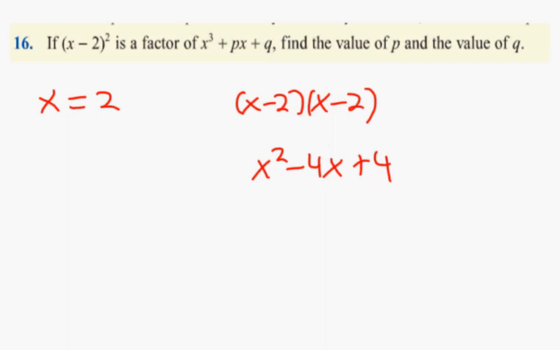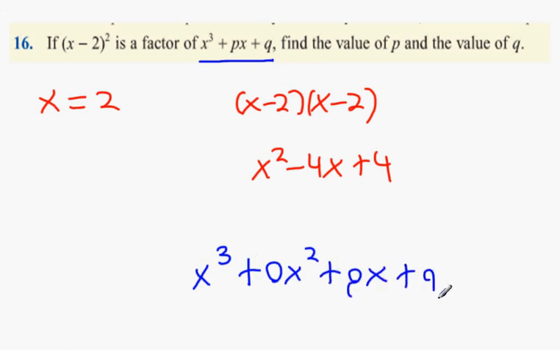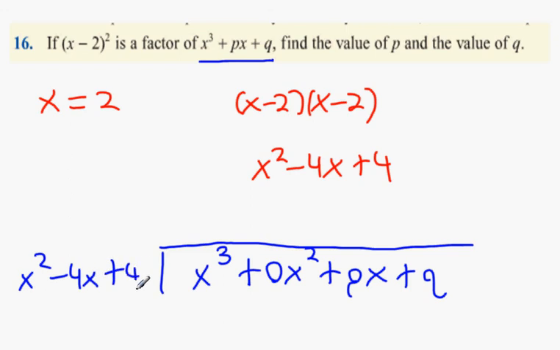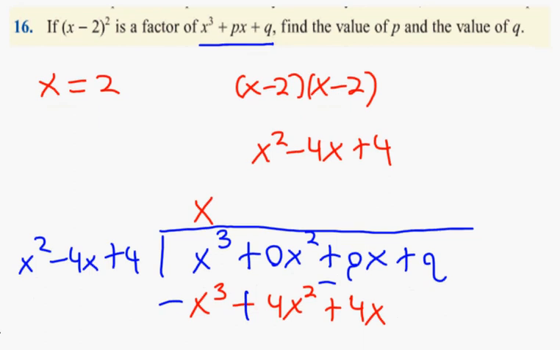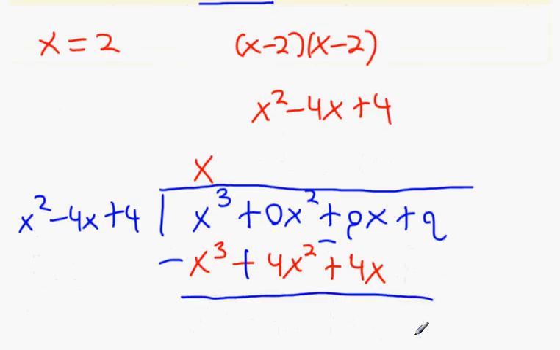And then all we got to do now is you got to divide it into this. It's missing its x squared value, so you have to put 0x squared plus px plus q. And you all have to put in x squared minus 4x plus 4. Okay, divide it in. X times, so x cubed minus 4x squared plus 4x. Change the sign. Minus, plus, and minus. What you're going to get here is, yes?